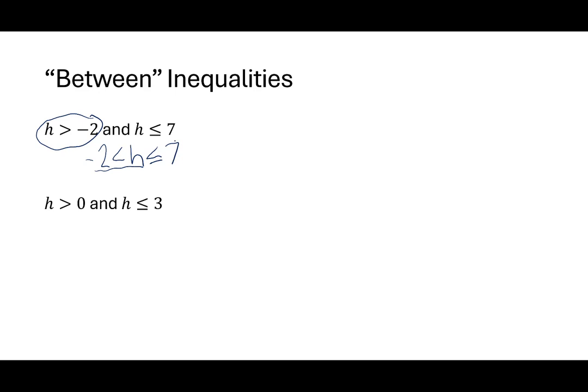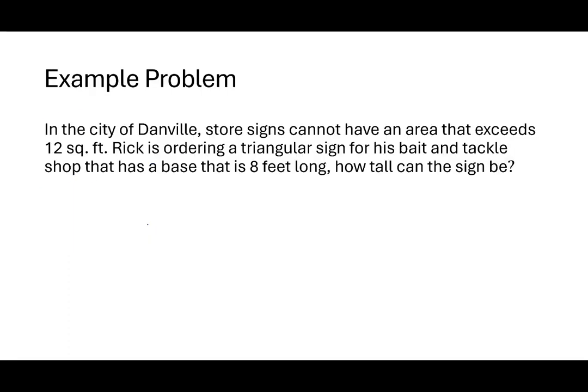Right? And I'm going to do that here with 0 and 3. First we flip around this one, and then we tag on the other part. And that's going to be very important when we look at an actual word problem that has a limit on it. So here we're looking at the city of Danville. The store sign cannot have an area that exceeds, right?